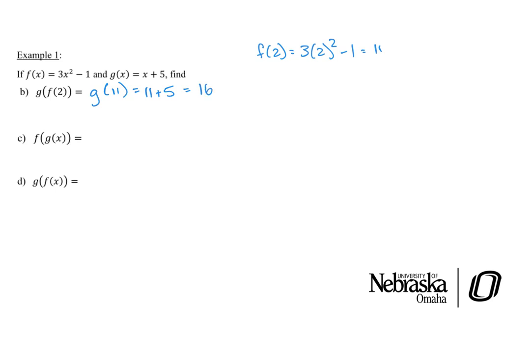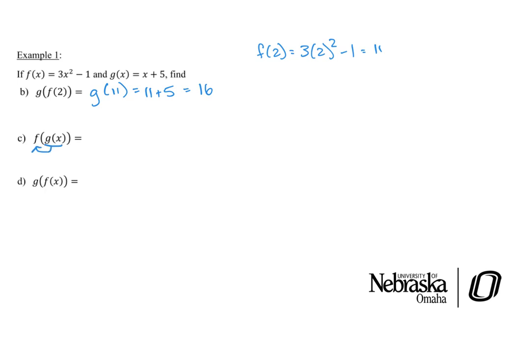Now, part C and D are not asking us to evaluate them at a specific point. They are just generically asking. Part C says f of g of x. So we're leaving the x in. We're not plugging in any numbers. And we're evaluating this new composite function. So again, the inner function is getting plugged in to the outer function.